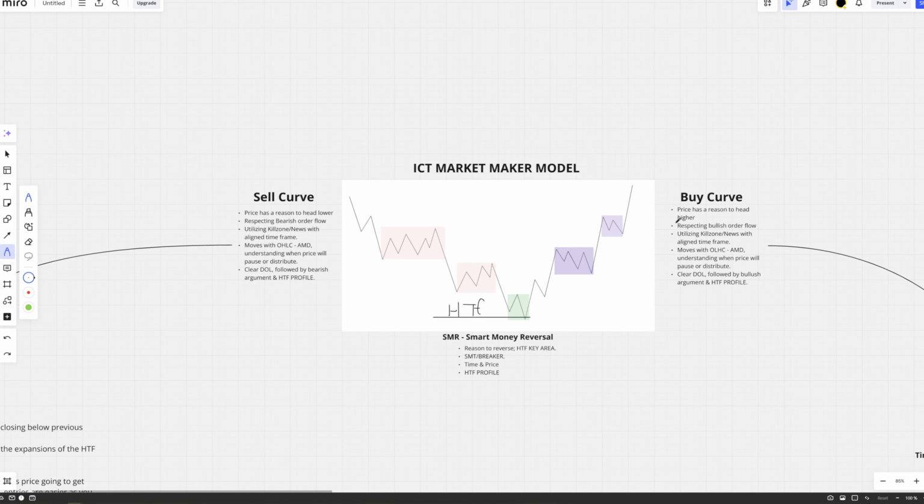Beautiful. Now in the buy curve, price has a reason to head higher, respecting bullish order flow, utilizing kill zones aligned with time frames, moves with open and close. It's the same as what we spoke about in the sell curve, but it's just in a buy curve. And you're going to be seeing these lows being made at certain times, and these distributions made at certain times, and they're all going to be following your high time frame profile, right?